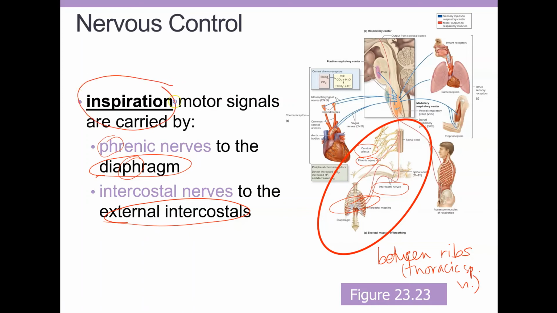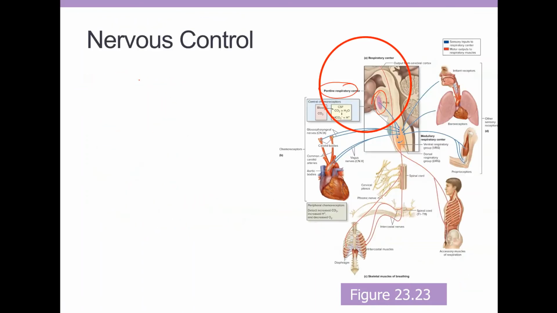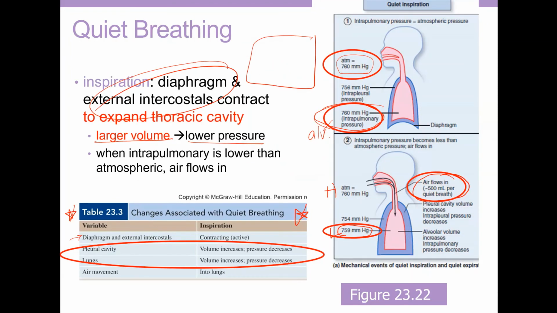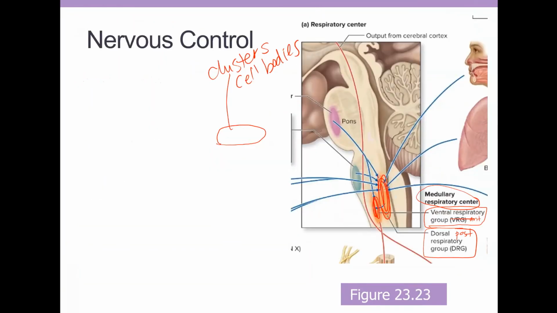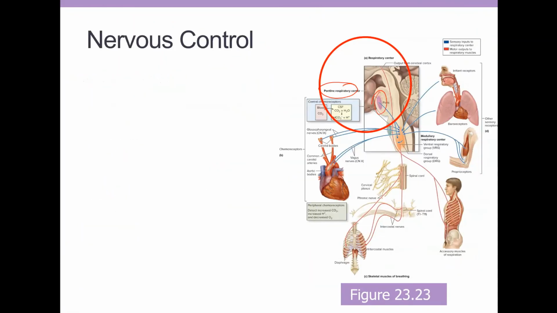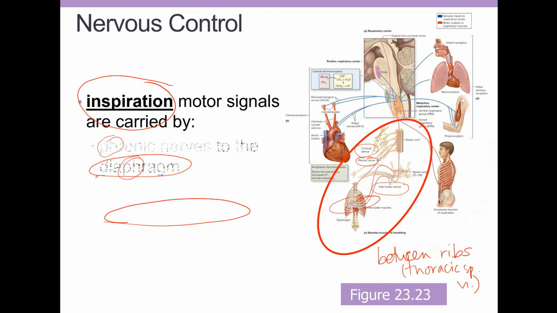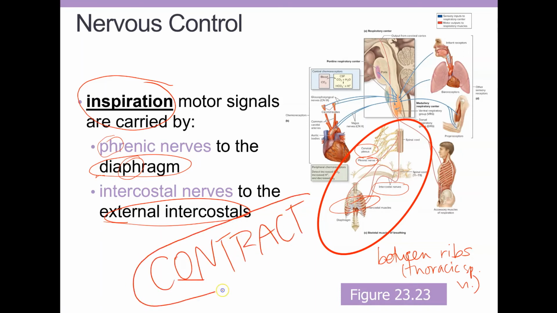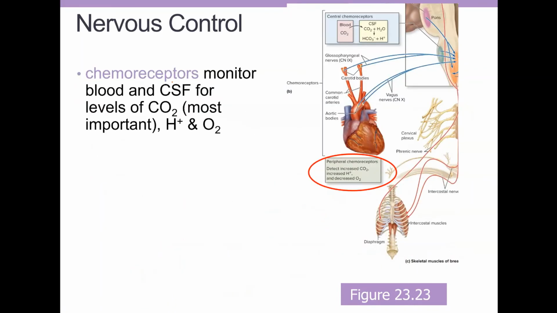So during inspiration, if we go back to that little chart, remember your diaphragm and your external intercostals are contracting. So that's what's going on here. The phrenic nerve and the intercostal nerves are telling these two sets of muscles to contract during inspiration.